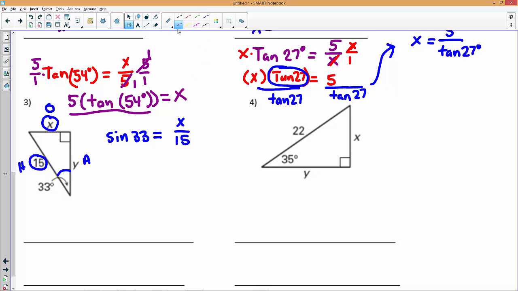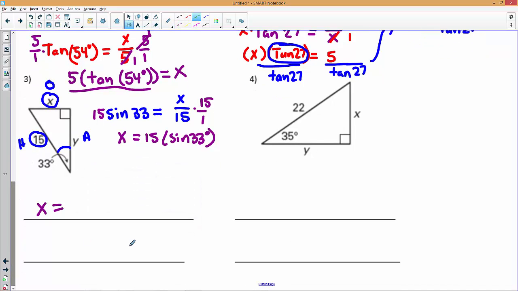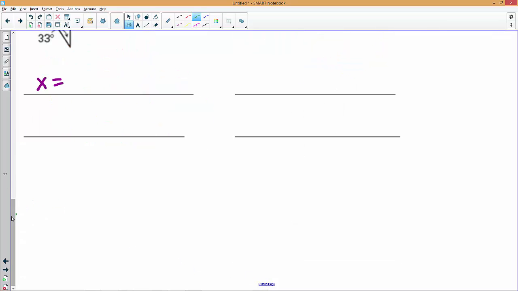I hope you know what you're going to do now. Very simple. We're going to multiply both sides by 15. And that's it. X equals 15 times the sine of 33. Okay, put that in your calculator and then put the answer here. Now for y, right, it's just a separate problem. We'll go down here. I think I have room down here.